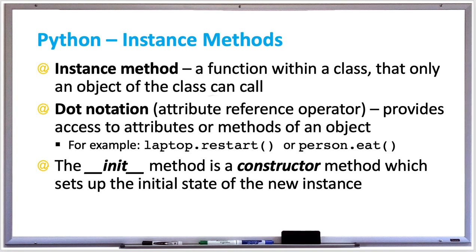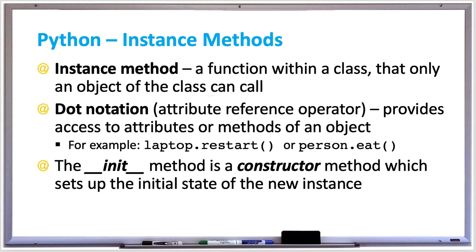When writing object-oriented code in Python, an instance method is a function within a class that only objects of a class can call. For example, think about the method called jump. You can't just call a jump method. You don't know what it is that's jumping. Is it a frog? Is it a grasshopper? Is it a person? So this type of function, jump, needs an object associated to it, such as frog.jump or person.jump. So that's an example of an instance method.